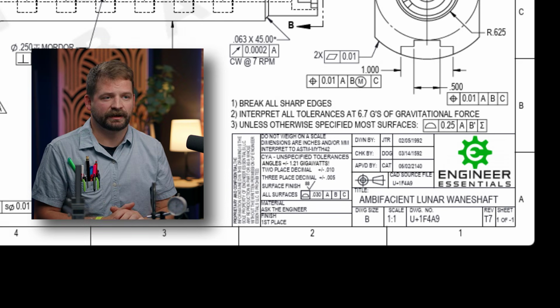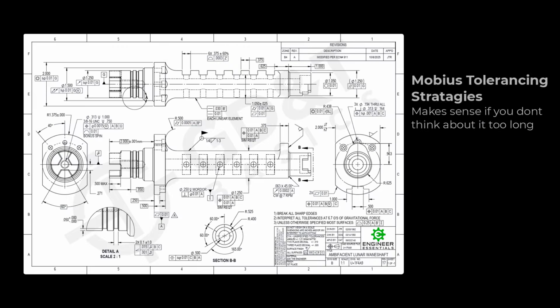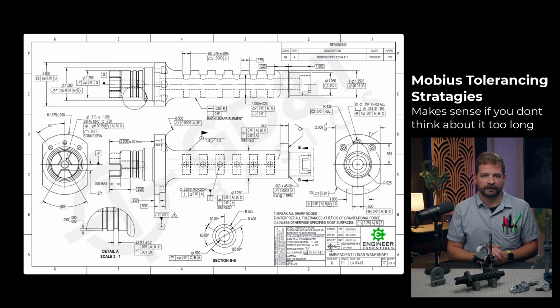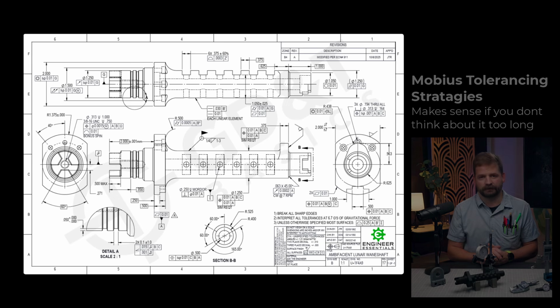We have also implemented the CYA protocols and applied formal profile controls to all surfaces relative to the optionally mandated datum scheme. Now, you may notice the datum reference frames contained in this drawing form a non-Euclidean loop, and if you follow the callouts in order, you'll eventually end up back at the first feature, but rotated 180 degrees on the imaginary axis. We call this the Mobius tolerancing strategy.